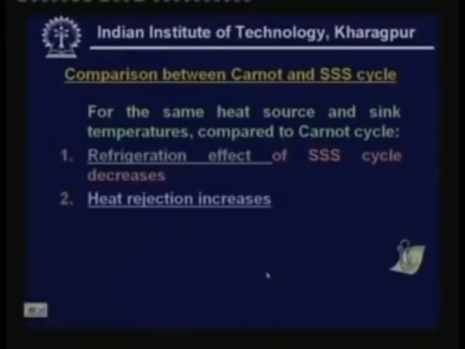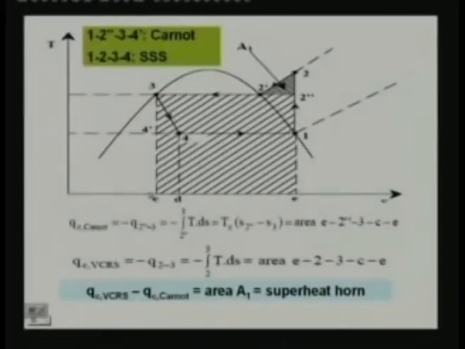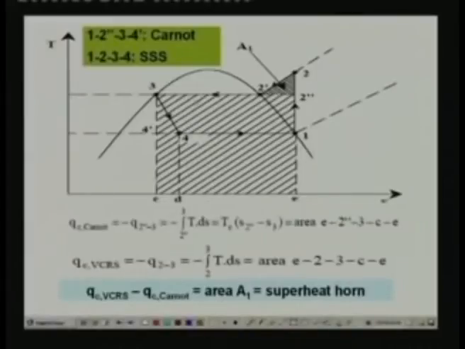Now let us look at the heat rejection. You find that for the same heat source and sink temperatures, compared to the Carnot cycle, the heat rejection increases in a standard vapor compression refrigerant cycle. Again, with the help of the TS diagram, this can be shown very easily. For example, 1, 2', 3, 4' is your Carnot cycle, and 1, 2, 3, 4 is your standard vapor compression refrigerant cycle.